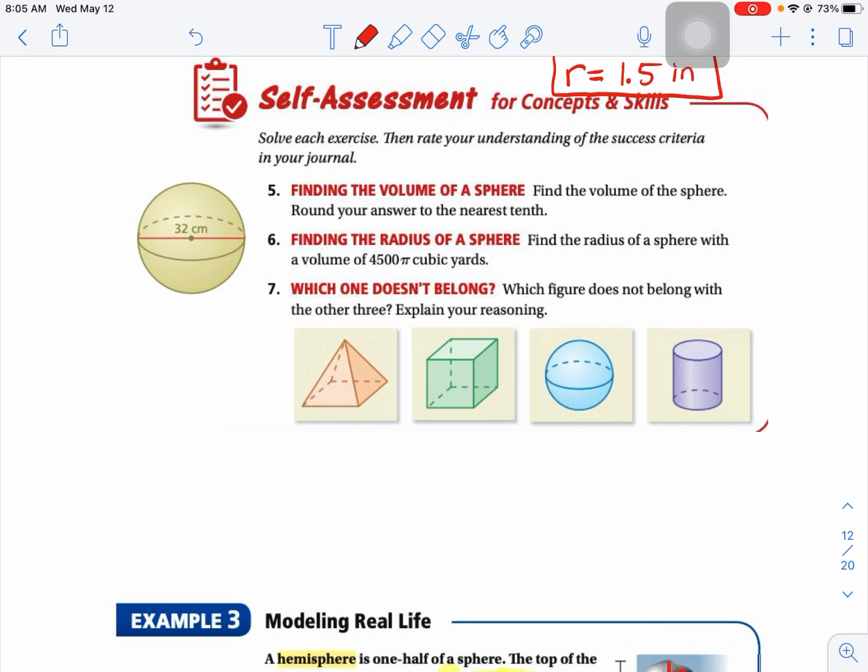All right, so starting with number 5. They asked to find the volume of a sphere. So I would just get volume equals 4/3 pi. Radius here would be 16 cubed. Again, you will use your calculator, and they want it to the nearest tenth. So I end up with 17,157.3 centimeters cubed.